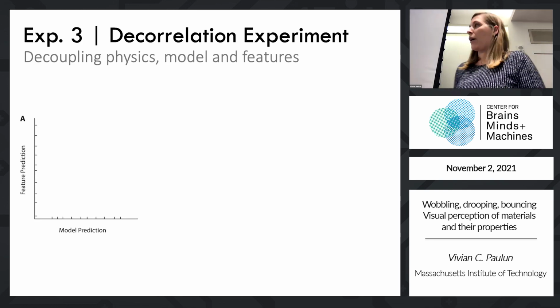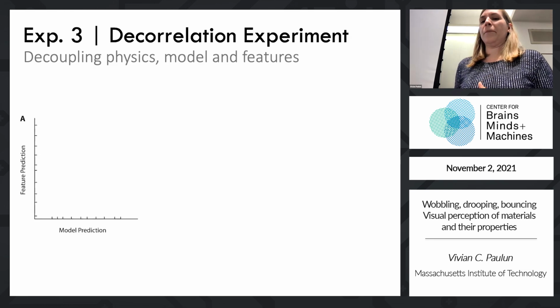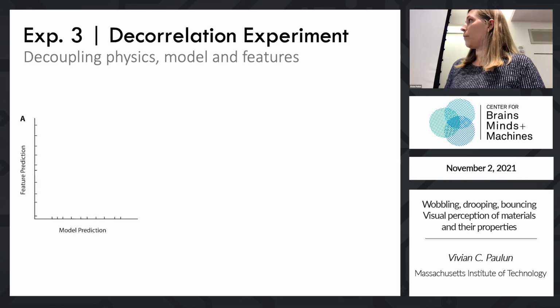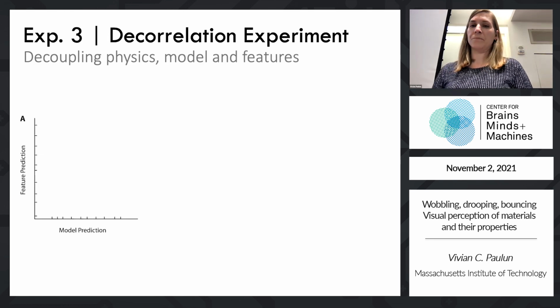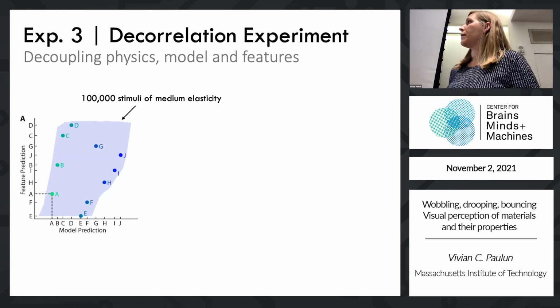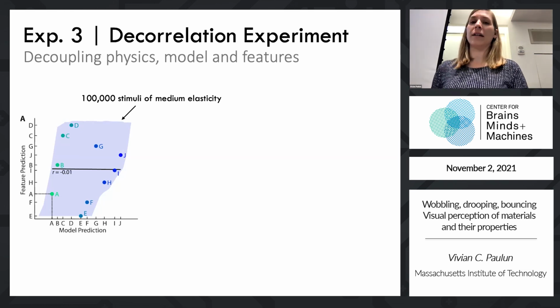I'm going to walk you through one example for one feature, how we now decouple the feature also from the model prediction. Here I'm plotting feature prediction against model prediction. This area shows the space of all possible features in this data set of just one elasticity. There is a linear relation between the two. They're highly correlated. However, we now select 10 different stimuli that you see here in the colored dots, for which the feature and the model are essentially uncorrelated.